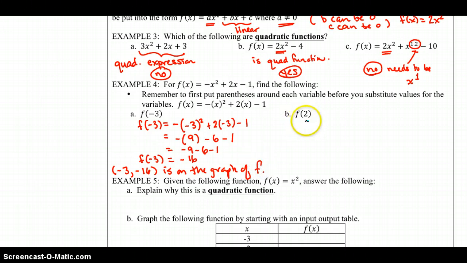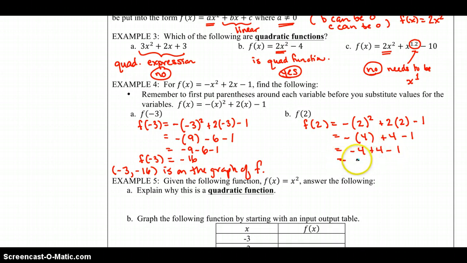And if we compute f of 2, again, we've got the opposite, and in here we've got 2 squared plus 2 times 2 minus 1. So again, 2 squared, we're going to get 4. 2 times 2, we're going to get 4 minus 1. Opposite of 4 is -4 plus 4 minus 1. And so here we're going to get -1. So again, an input of 2 gives us an output of -1. So that tells us this ordered pair is on the graph of f.